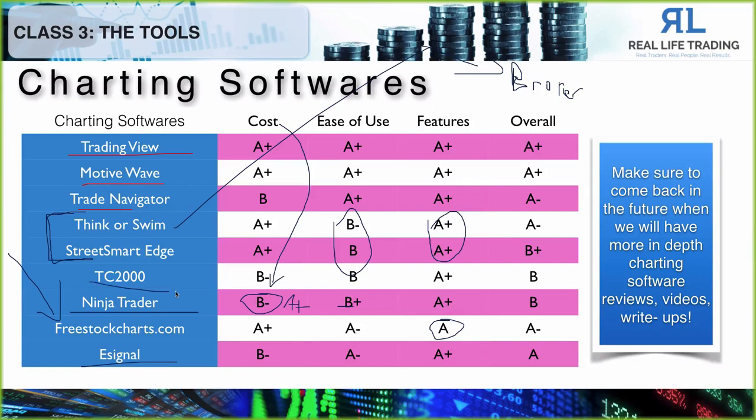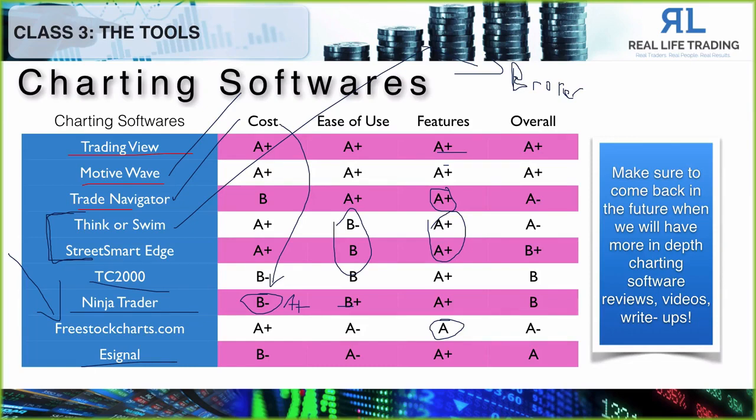TC2000, phenomenal software. Again, a little bit more for the advanced traders. MotiveWave, I like it. Trade Navigator, probably of all of these platforms, has the best features. I could probably give this one an A++. Well, that one and TradingView. Trade Navigator has incredible features.